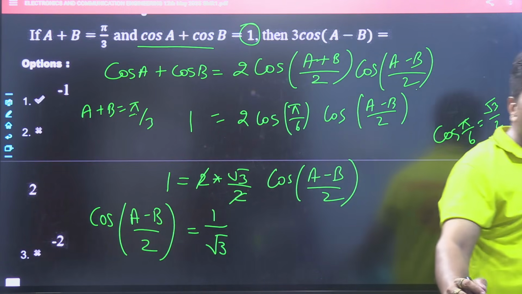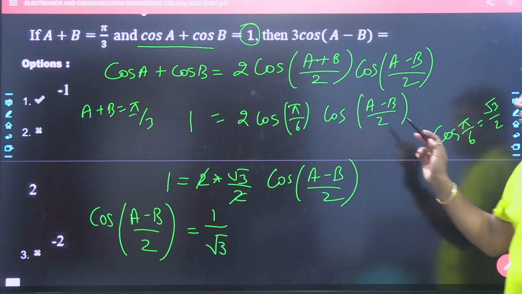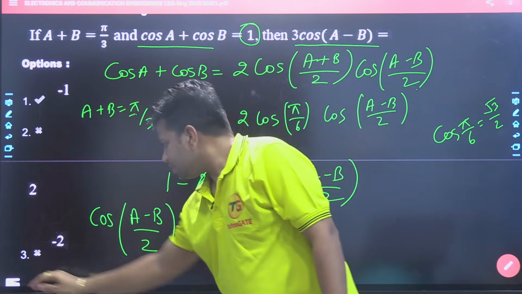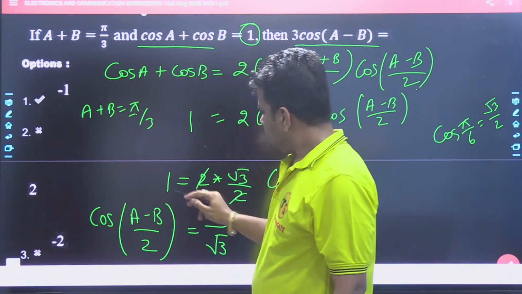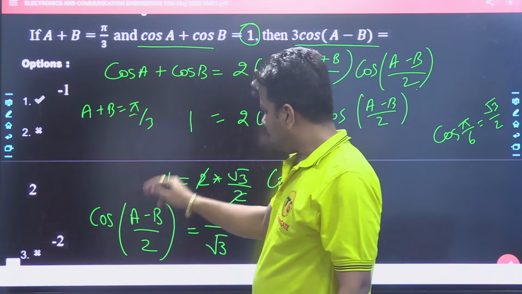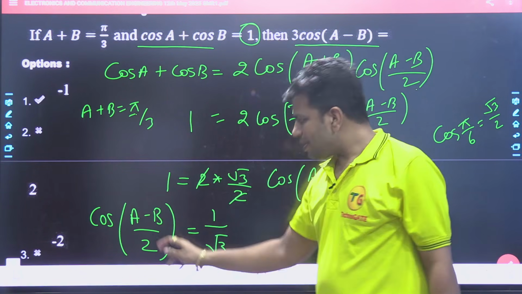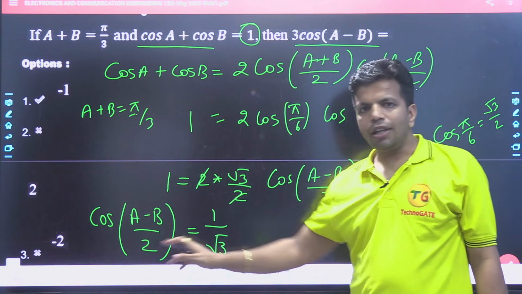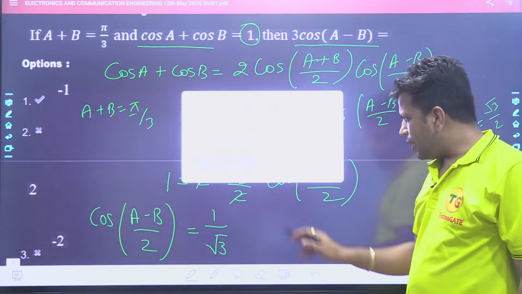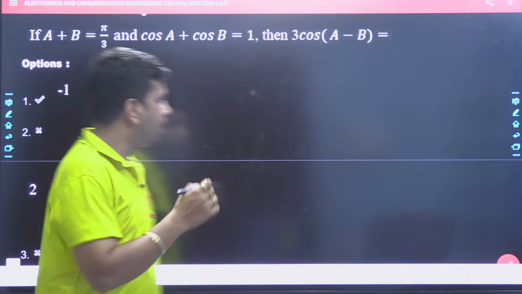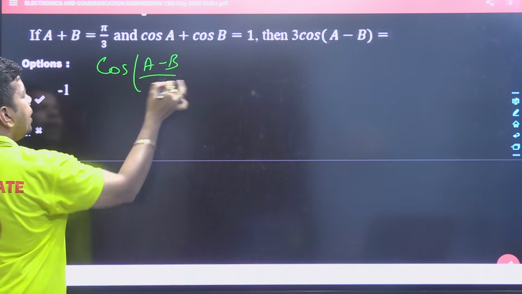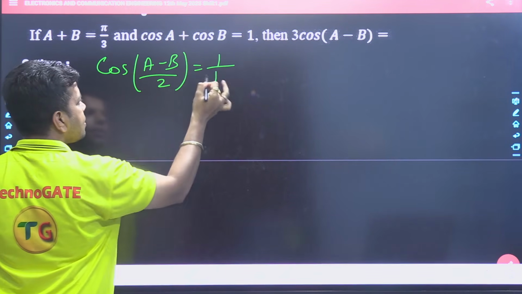We need to compute the value of 3 cos(a minus b). Let's see. Just remember this term: cos((a minus b) by 2) equals 1 by square root 3. On solving this, we got that concluding point. Just remember this; I will rewrite it here again. Cos((a minus b) by 2) is equal to 1 by square root 3.